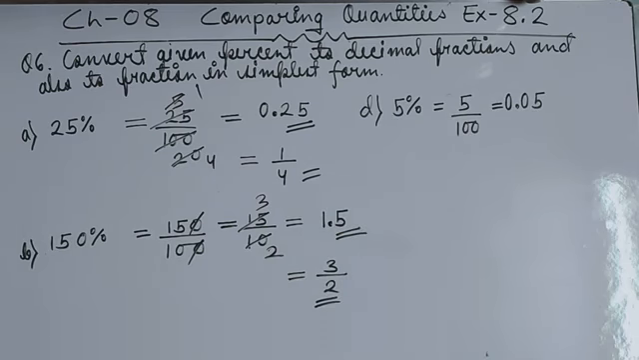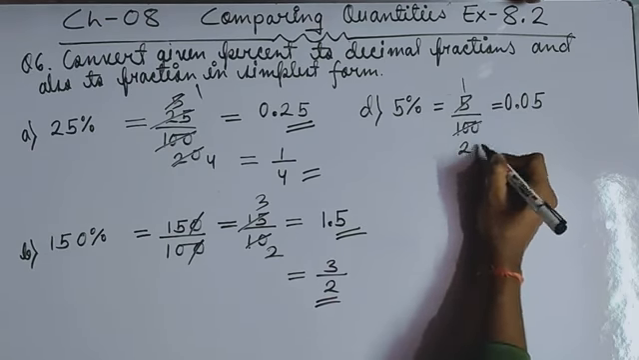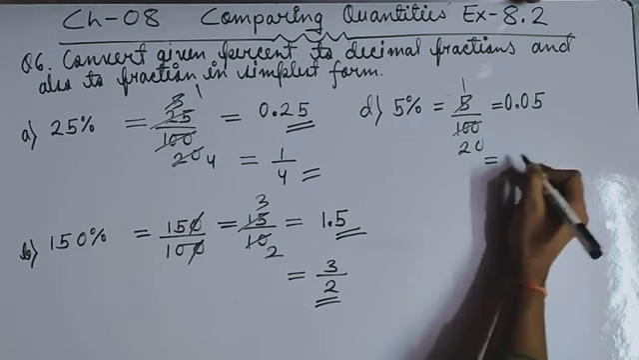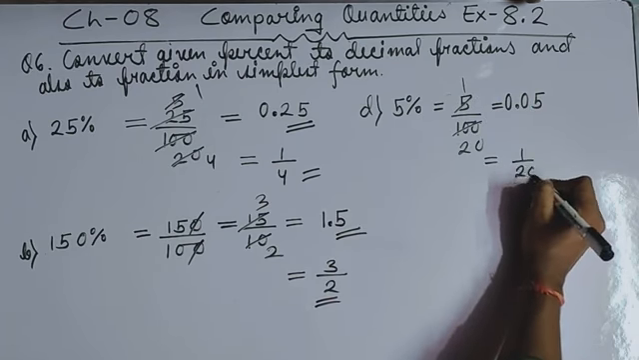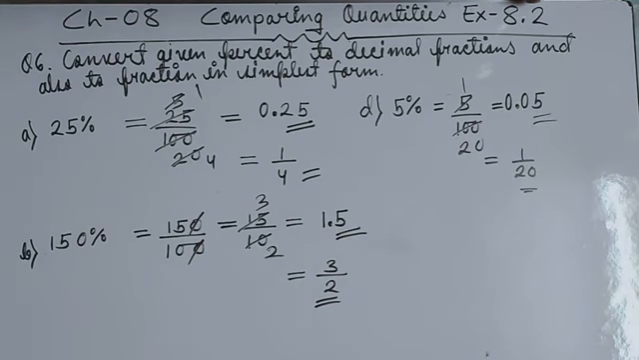Now we will convert into simplest form. So this will be 5 1s are 5, 5 20s are 100. So we are getting 1/20 as the simplest form of your 5%, and this is your decimal form of the 5%. So I hope you understood the concept of question number 5 and question number 6.